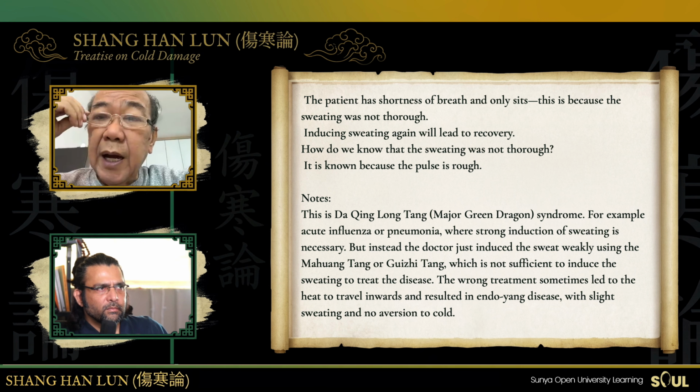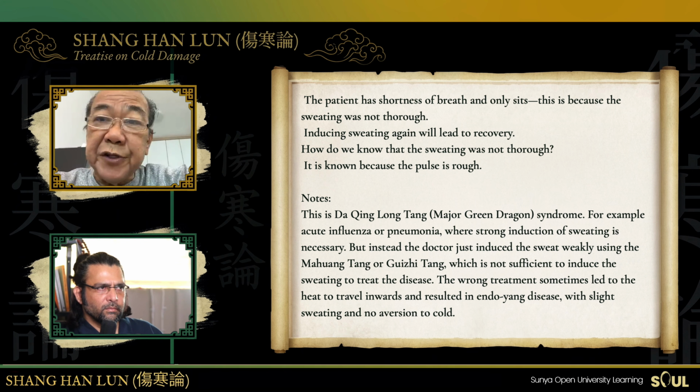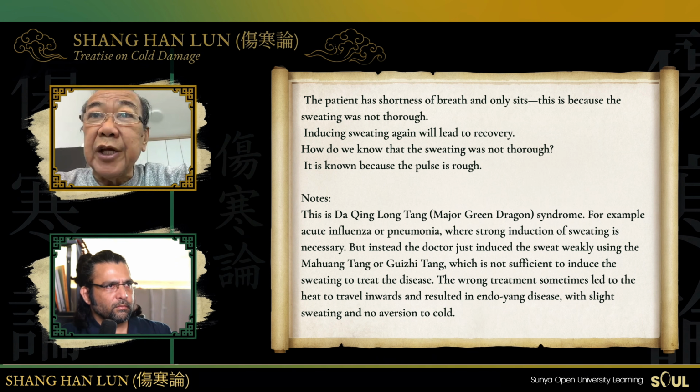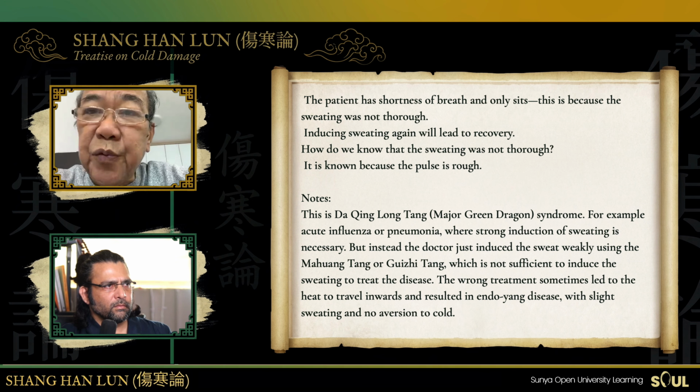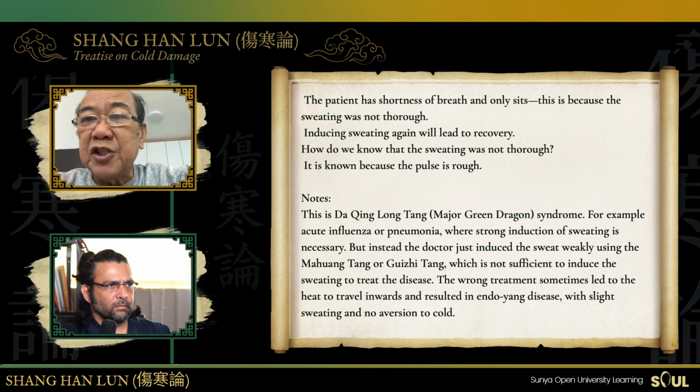I give you one example. One doctor said he treated one case, one fisherman. When the weather was very hot, he was sweating, then he jumped into the river to catch a fish. After that, he went back and developed a very high fever and a strong chill. Then when the doctor induced using ephedra, it was not effective. So he had to use this major green dragon decoction to strongly induce the sweating.